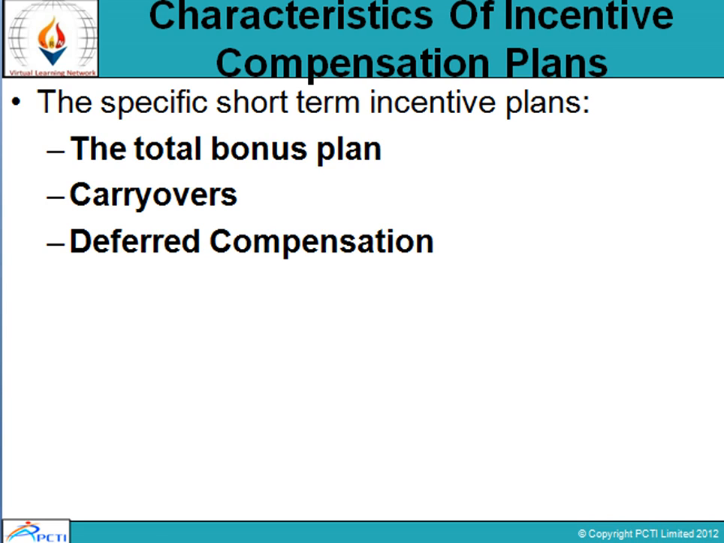Then comes deferred compensation. When we talk about deferred compensation, it is yet another variation of the carryover method, and under this method a bonus is calculated every year, but payment is spread over a number of years to the recipient, usually ranging from 3 to 5 years.